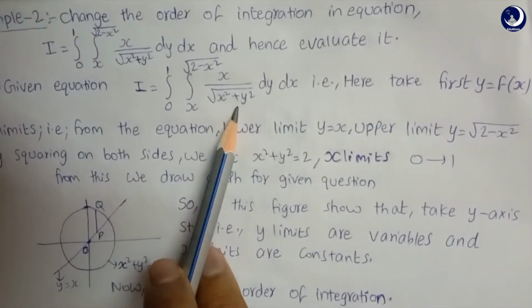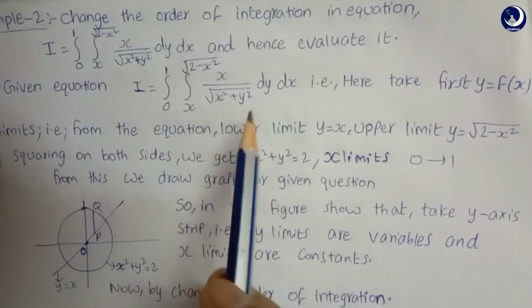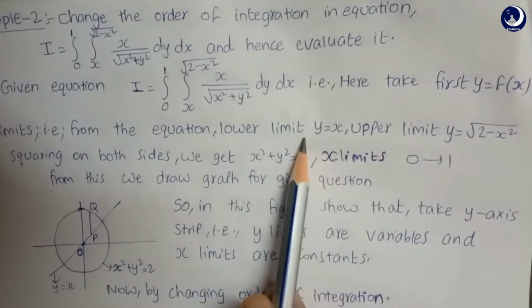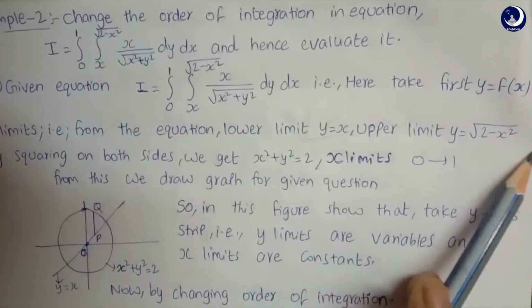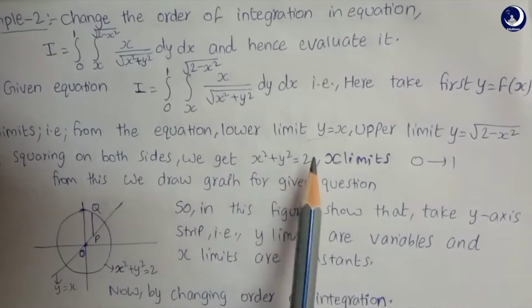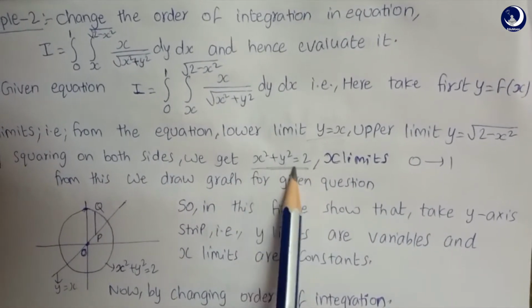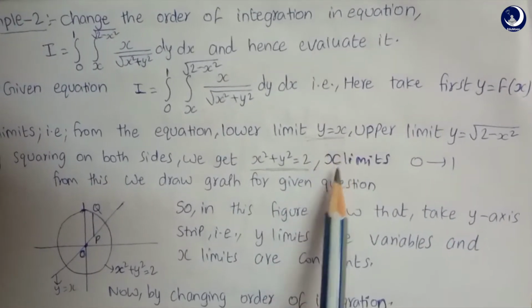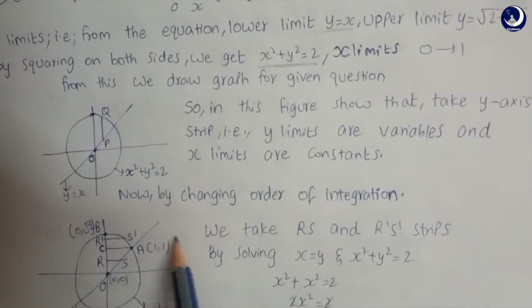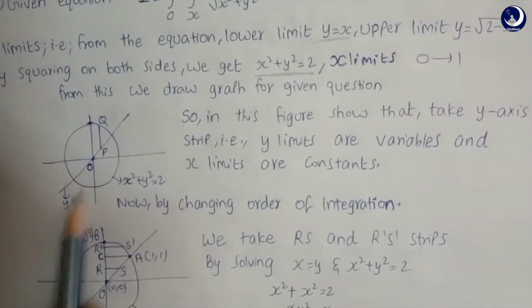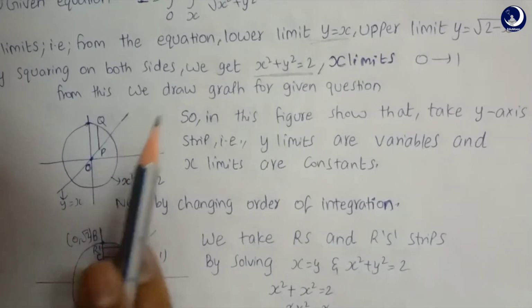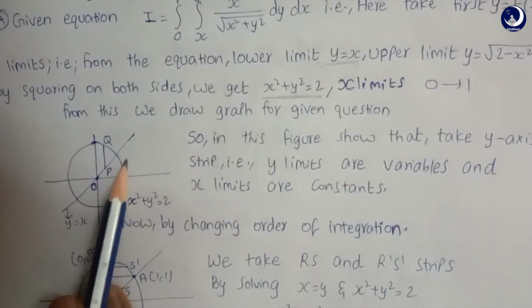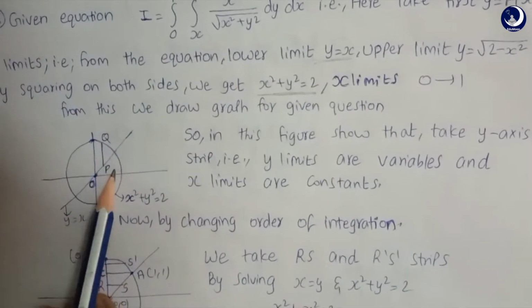According to this we took y equal to x, equation 1, and y equal to root over 2 minus x square. By squaring on both sides we get x square plus y square equal to 2. It's a circular equation and it's a straight line with angle 45 degrees. So by this we have to draw the figure, circle with y equal to x line. Here given first y limits are variables, x limits constants. As per that we took a strip parallel to the y axis, which was PQ.